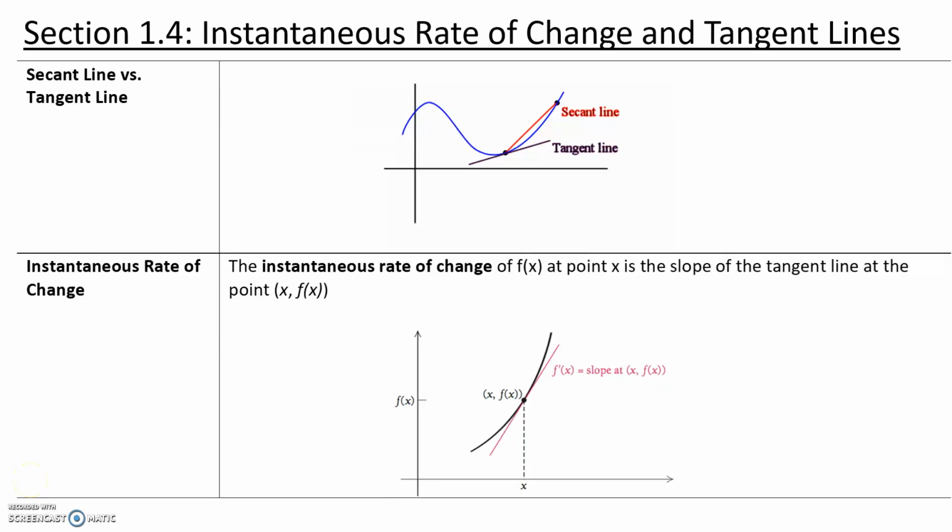In this section, we will talk about the tangent line and instantaneous rate of change, whereas in the previous section, we talked about the average rate of change. First, let's talk about the difference between a secant line and a tangent line.